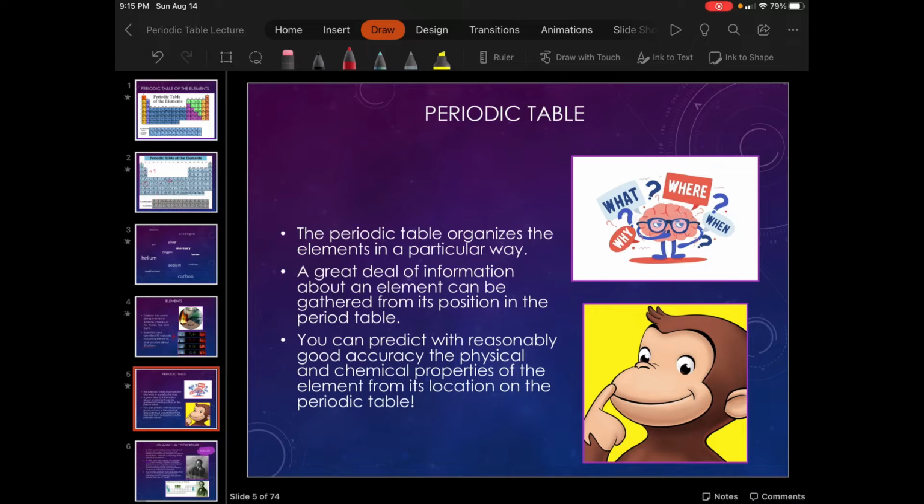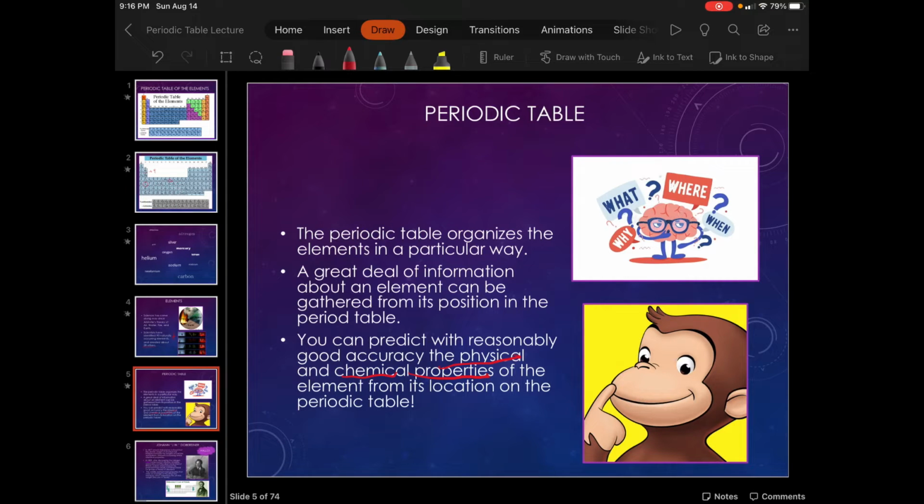The periodic table organizes the elements in a particular way. A great deal of information about an element can be gathered from its position on the periodic table. Now, this is very, very important to understand, that a great deal of information can be derived about an element from its position on the periodic table. You can predict with reasonably good accuracy physical and chemical properties.